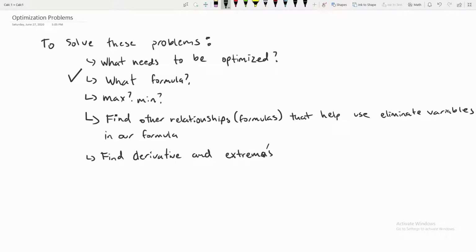So there we go. These are our steps. A lot of the times it does help drawing a diagram to figure out what the problem is asking. So we're going to go ahead and jump into an example problem. I'm going to write it down and then we're going to go over the solution.